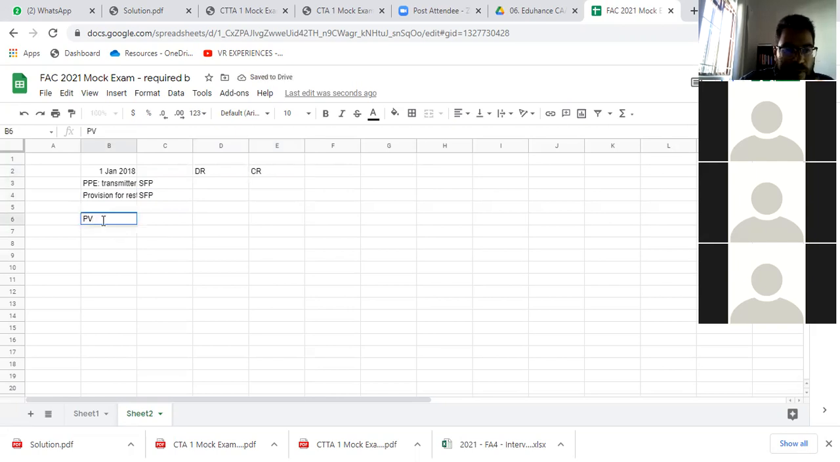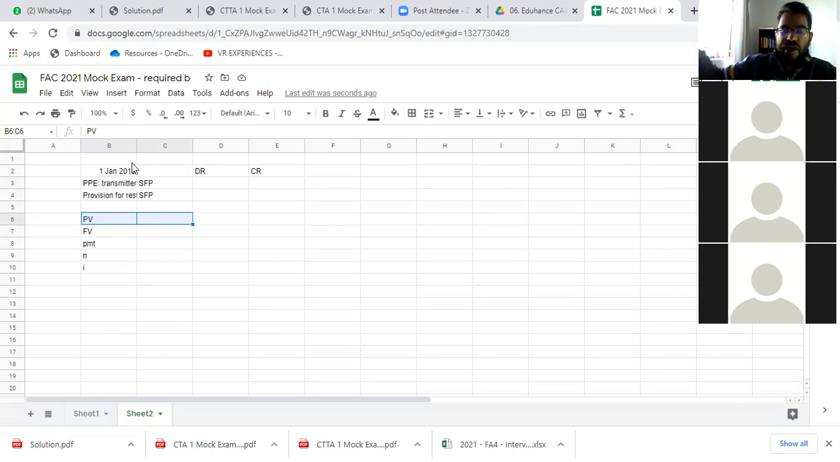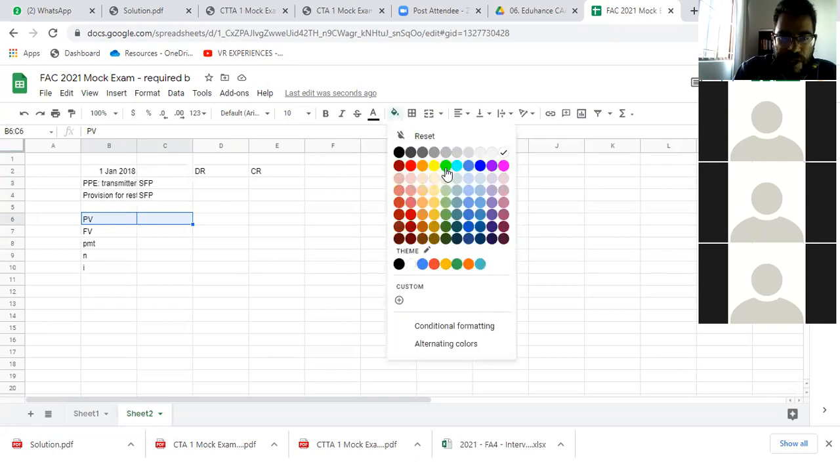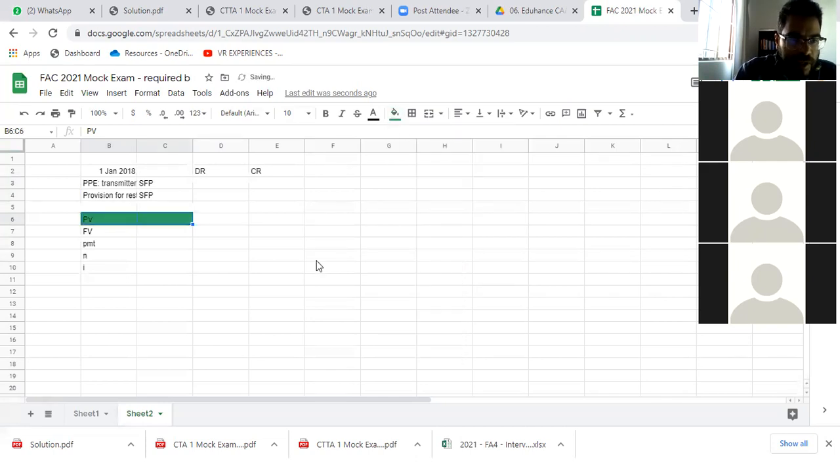So we need to work out the present value. In order to work out the present value, you need the future value, you need the payment, you need N, and you need I. So we want the present value. Okay, so the way I read it, I may be wrong, okay? But the way I read it is that the 10 million and the 5 million is the cost we're going to incur in future. It is not the present value. So we need to work out the present value on 1 January 2018.